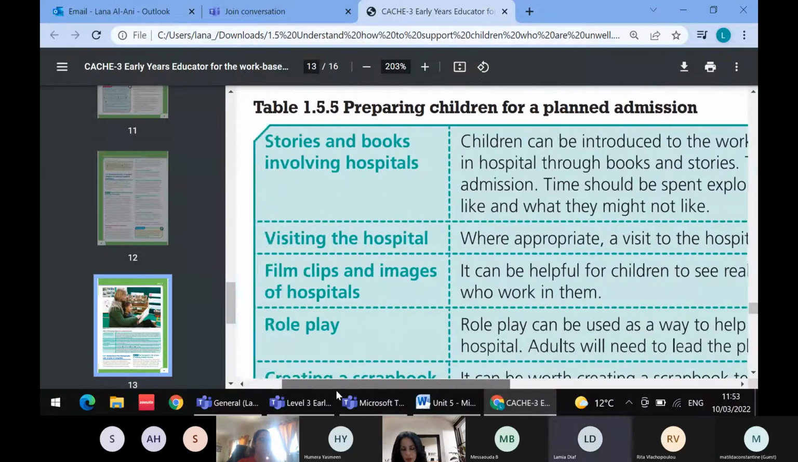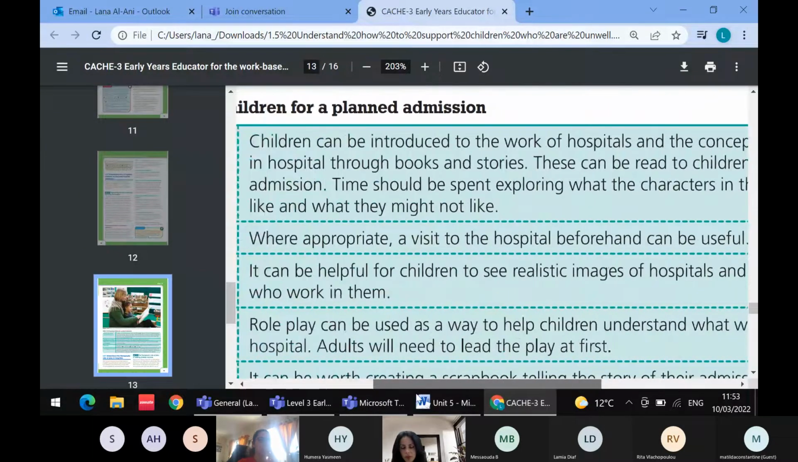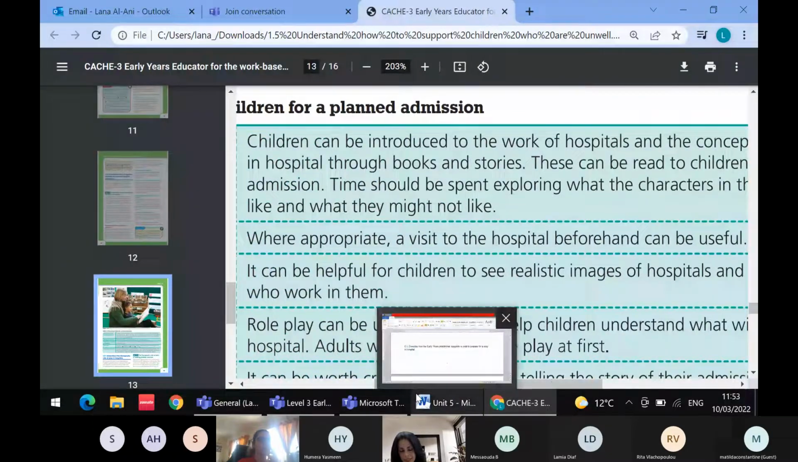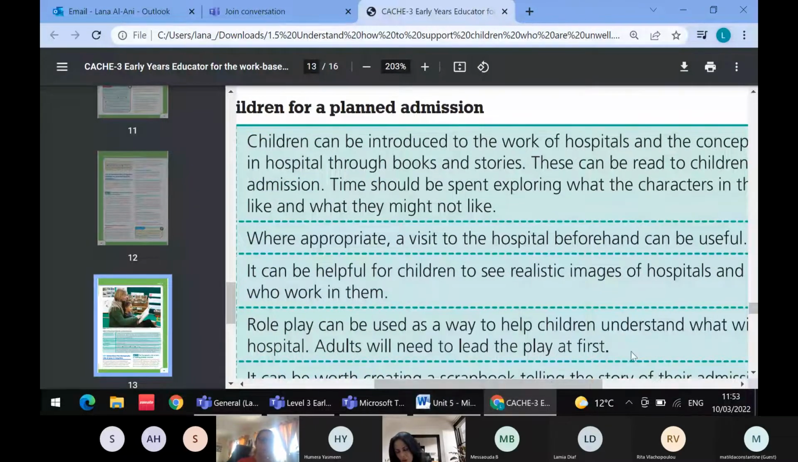Also role play. Role play can be very useful in a way that children can understand what's happening. Do we know what role play is? Role play is like one group of people start acting. Maybe you can make the children play, one of them a doctor, one of them a nurse, and they will all be talking about what the doctor can do and what the nurse can do in the hospital.